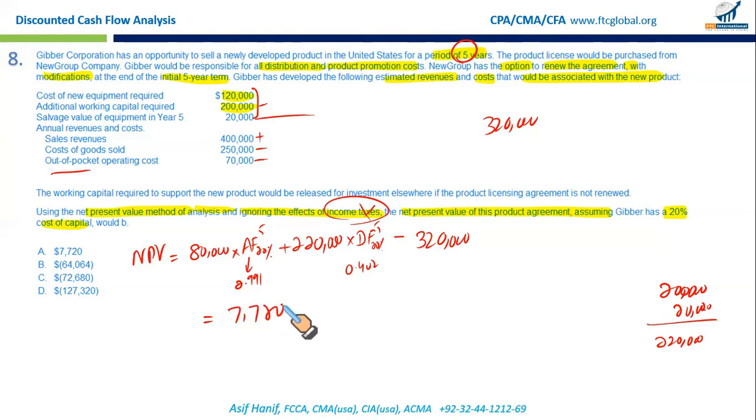Right? Nearly 99% of questions in your discounted cash flow analysis require the present value of an annuity or a single period discount factor.